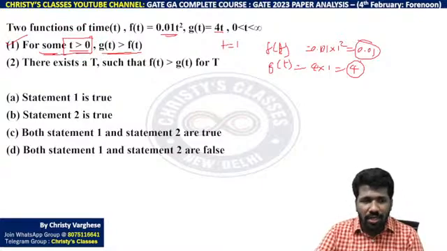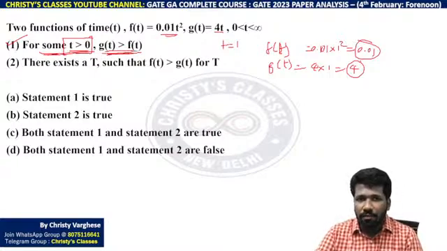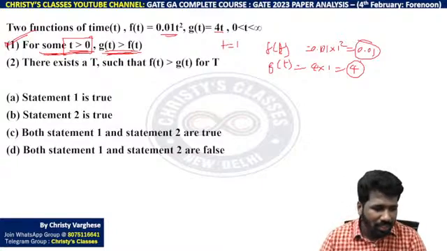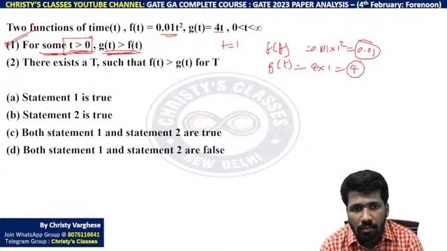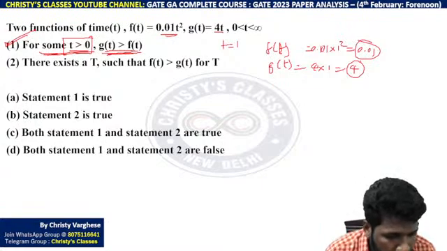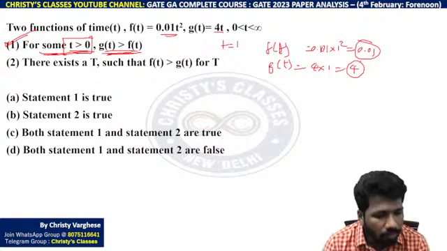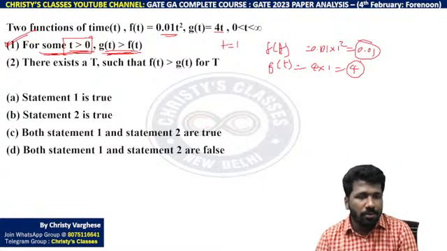It is not saying all t. So one example is enough to prove this. For some t, g of t greater than f of t. All of you are understanding? So statement 1 is anyway true. Please respond. Statement 1 true क्यों है? Is it clear? Wonderful, Preeti. Mathematically also you can interpret that way.